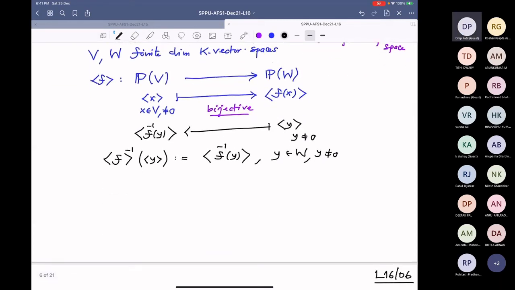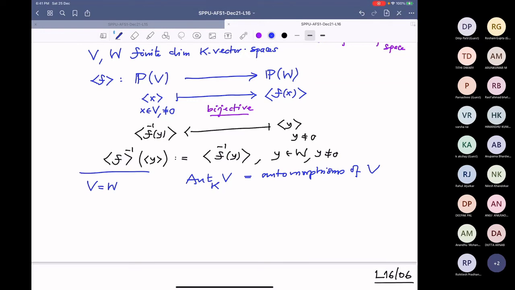And now I take V equal to W. Take V equal to W. And then I will talk about affine automorphisms, or Aut(V). These are automorphisms of the vector space of V. And we know it is a group. And this is the group which was canonically operating on V. Right? And that was connected to the affine space group, the affine group.